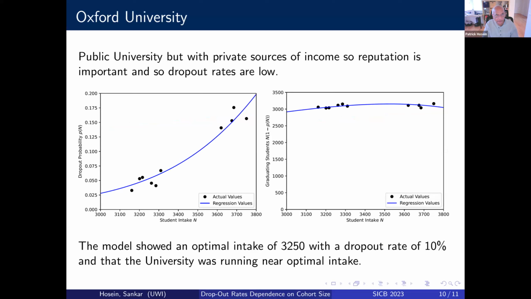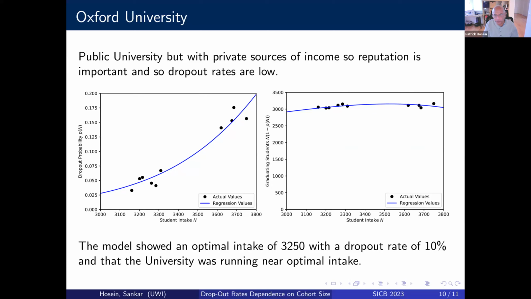And here, this is a public university, but of course they are concerned about reputation. So they will not allow the dropout rate to be too high. Their dropout rate is on the order of 10%. And if you look on the left, we see the dropout probability as a function of intake.